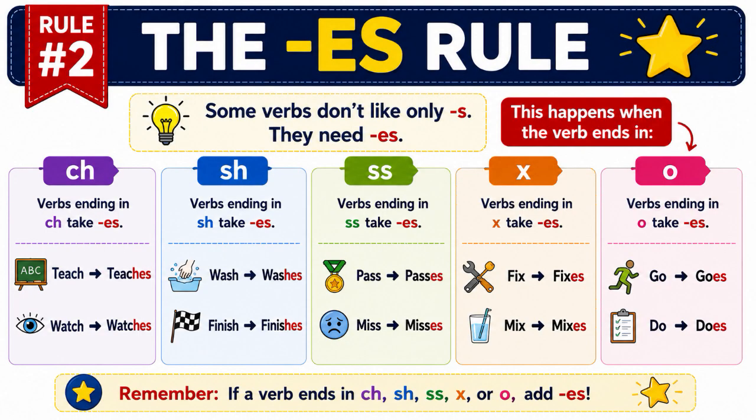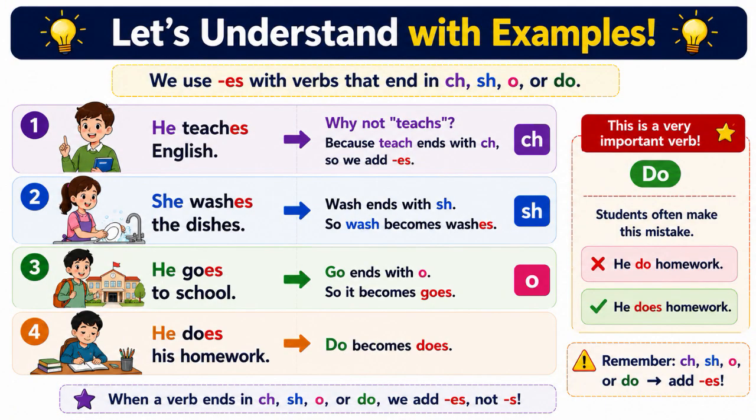Now, he teaches English. Why not teach? Because teach ends with ch, so we add es. She washes the dishes. Wash ends with sh, so wash becomes washes. He goes to school. Go ends with o, so it becomes goes. He does his homework. This is a very important verb. Do becomes does. Students often make this mistake: he do homework. Wrong. He does homework.